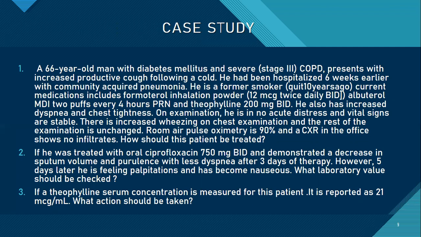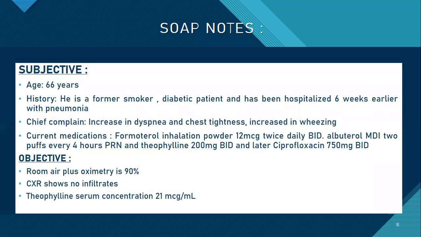We will discuss the 3 case studies simultaneously. Now, starting with SOAP notes, subjective. We have a patient of 66 years. He has a history of being a former smoker, a diabetic patient, hospitalized for 6 weeks with pneumonia. His chief complaints are increase in dyspnea and chest tightness, and increase in wheezing. His current medication is formoterol inhalation powder 12 mcg twice daily BID, albuterol MDI 2 puffs every 4 hours PRN, and theophylline 200 milligram BID. Then in the later condition, we also use ciprofloxacin, which we will discuss later.